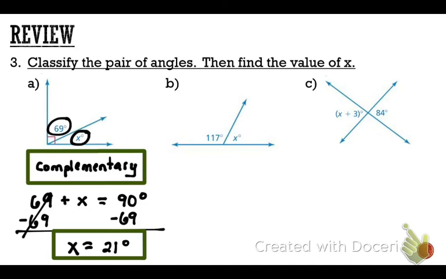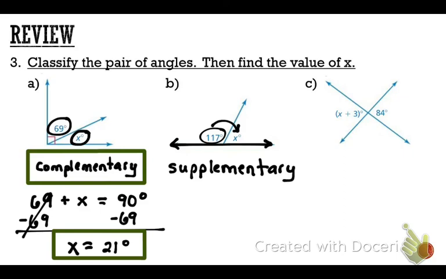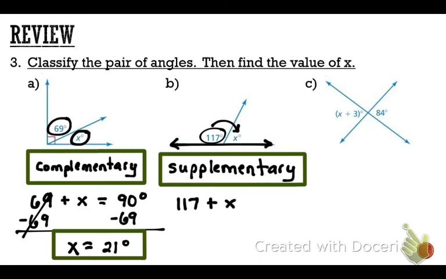Okay, let's go on to the next one. This is a straight line. Do you guys remember how many degrees a straight line is? 180 degrees. That means this number plus this x are going to equal 180 degrees. What kind of angles are those? Complementary, supplementary, or vertical? Supplementary. Everyone say supplementary. All right, so that's the kind of angles that we have. So what we're going to do is add up the 117 plus the unknown angle, and that's going to equal, how many degrees are supplementary angles? 180 degrees.